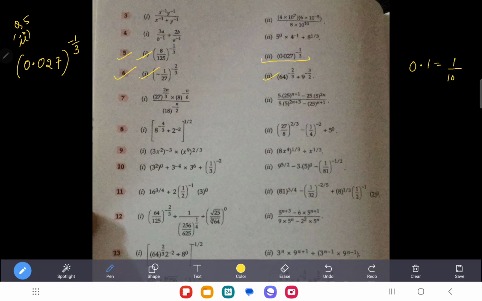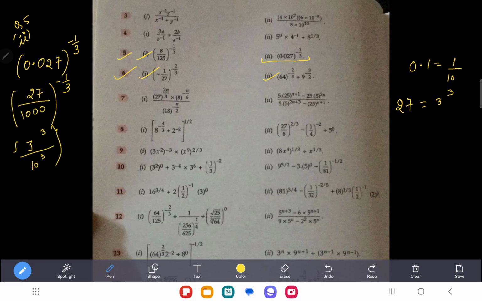1 over 10. So can I say 0.027 is nothing but 27 over 1000, raised to the power -1 over 3? What is 27? Isn't it 3 times 3 times 3? 27 is 3 cube and 1000 is 10 cube, raised to power -1 over 3, isn't it? So it becomes 3 over 10, raised to power 3, raised to power -1 over 3.